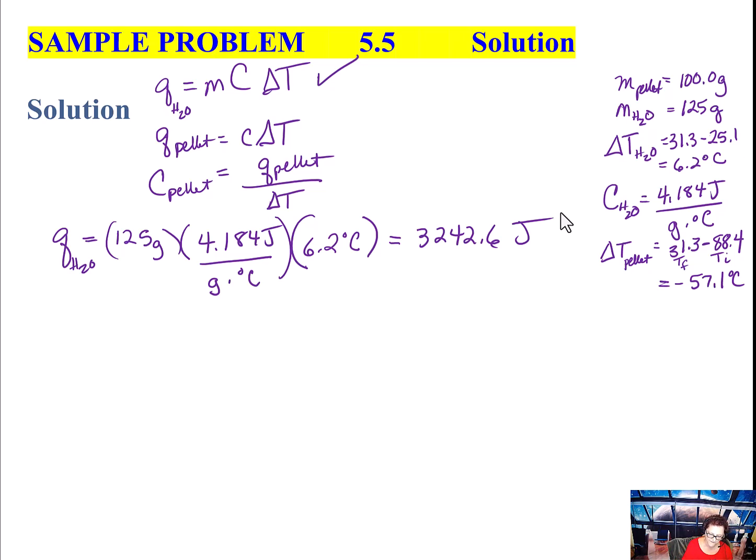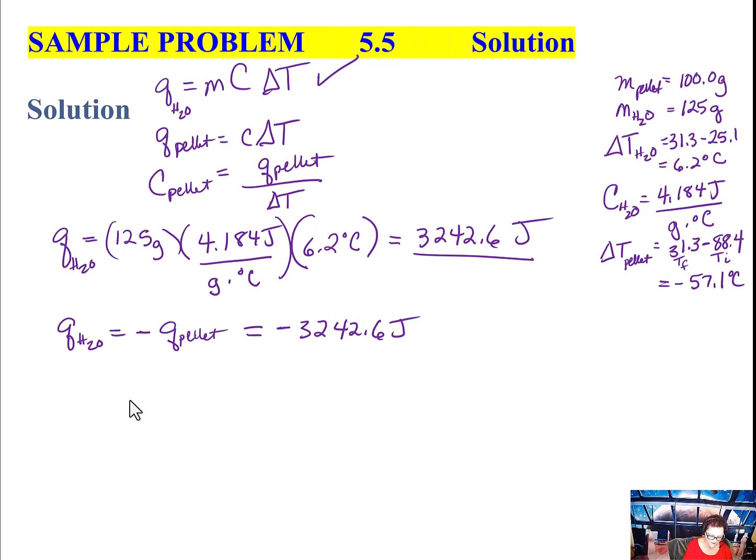Then I'm going to use that number to find the C of the pellet, because, as I said, the Q of the water, because that's our surroundings, is going to be equal to the negative Q of the system, which in this case is the pellet. So the Q of my pellet is going to be a negative 3,242.6 joules.